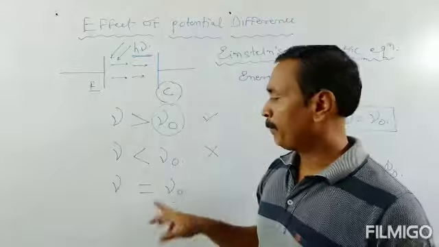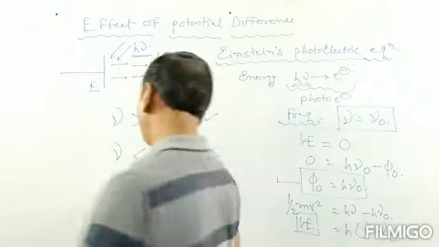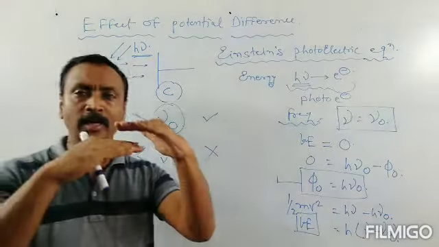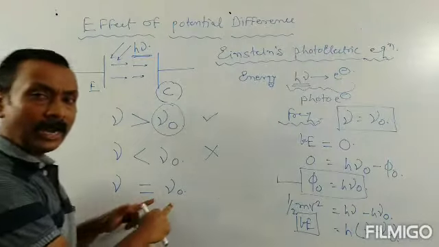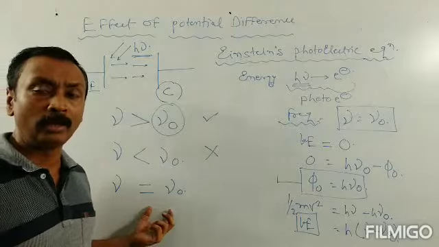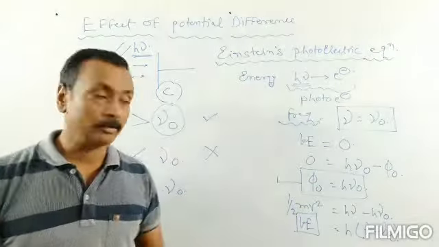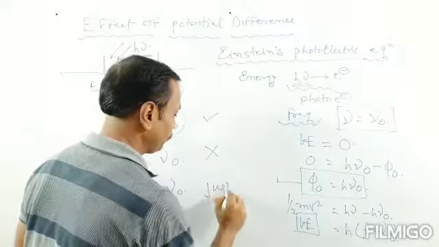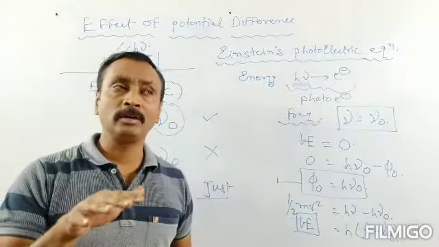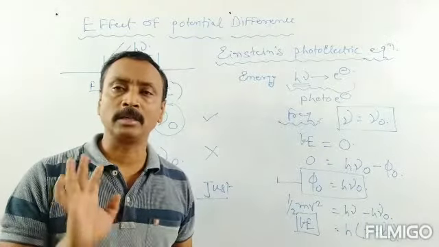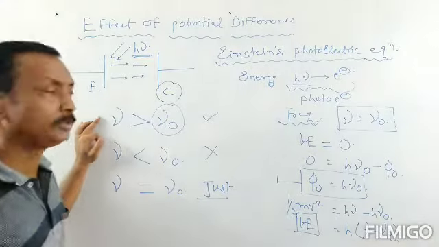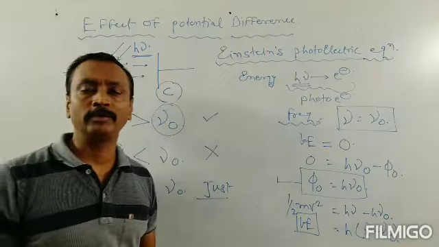In the third case, the values of the frequency and the threshold frequency are equal. The photoelectron just appears, but the kinetic energy is very low, or the kinetic energy is zero. So these are the three conditions, which totally depend on the frequency and the threshold frequency. That's all.